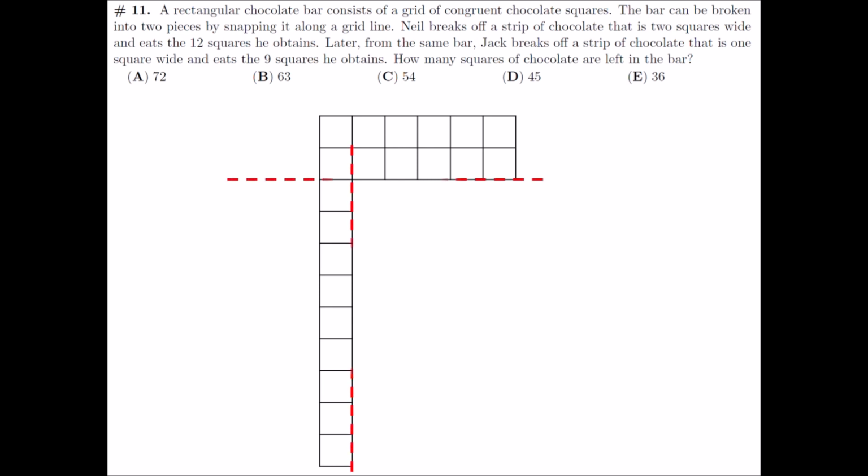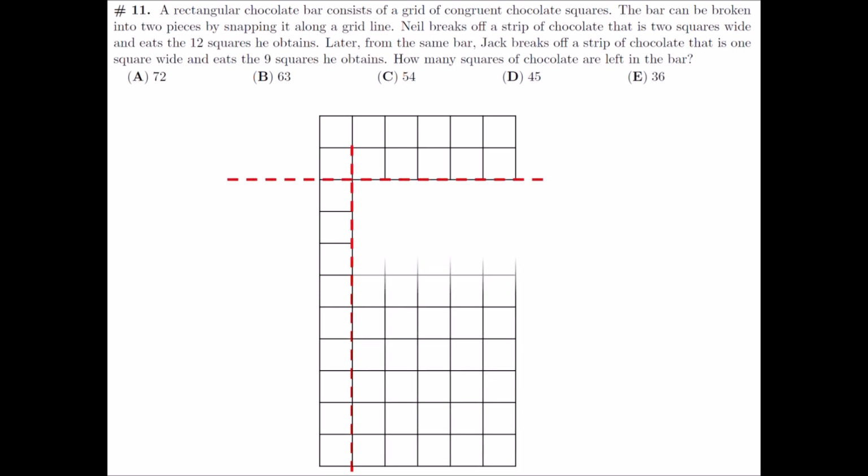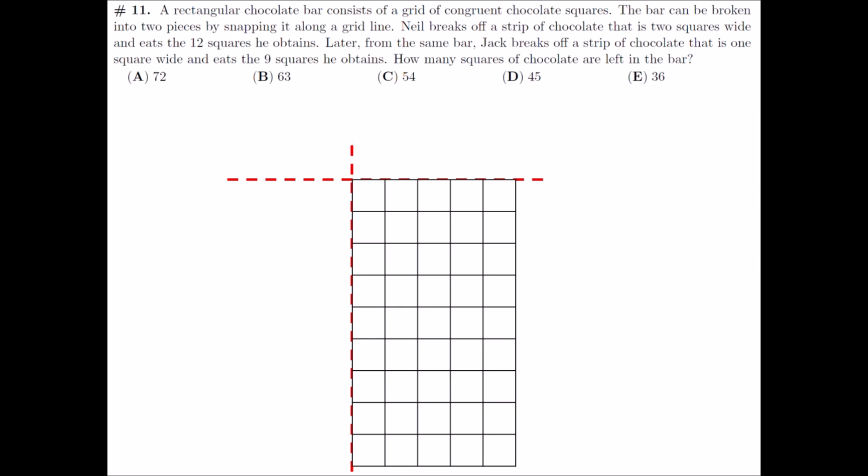Now, we can fill in the gaps of what was missing from the chocolate bar. If we take away the chocolate that was already eaten by Neil and Jack, then we are left with the remaining bar. If we count up all the squares that are left, we get 5 and 9. All we have to do now is multiply these and get our solution, how many chocolate squares are left. And we get our answer, D, 45.